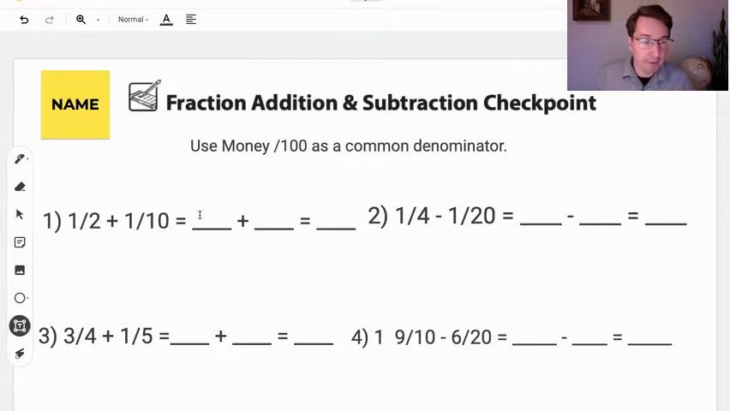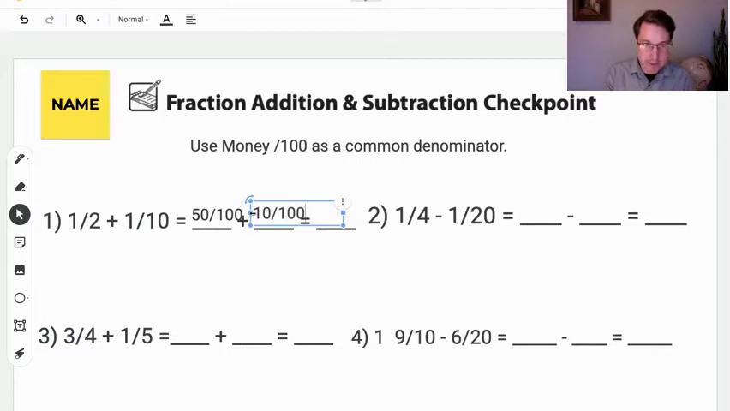We know that 1/2 is 50 hundredths, 50 cents. And we know that 1/10, that's 10 hundredths or 10 cents. So 50 hundredths plus 10 hundredths, we know this is 60 hundredths, 60 cents. Take a look at number 2, 1/4 minus 1/20.